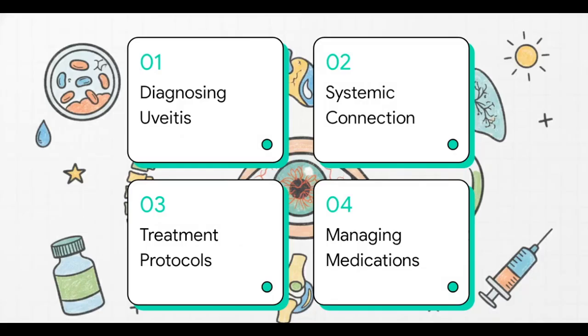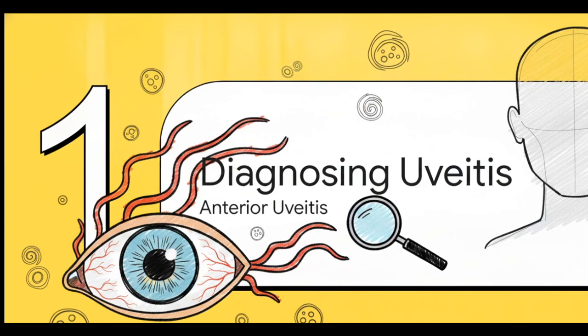So here is our clinical treatment plan for this explainer, taking us on a journey from the eye itself into the rest of the body, and then finally into the pharmacy. We'll hit 1. Diagnosing anterior uveitis. 2. The systemic connection. 3. Treatment protocols and steroids. And finally, 4. Managing specific medications. All right, kicking things off with Section 1, Diagnosing anterior uveitis.